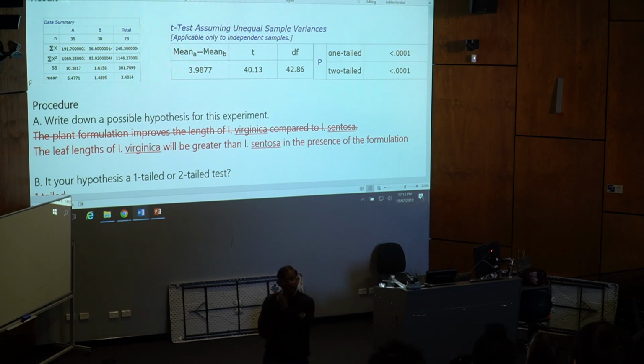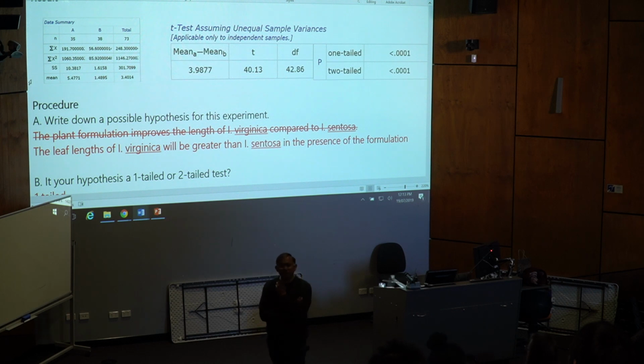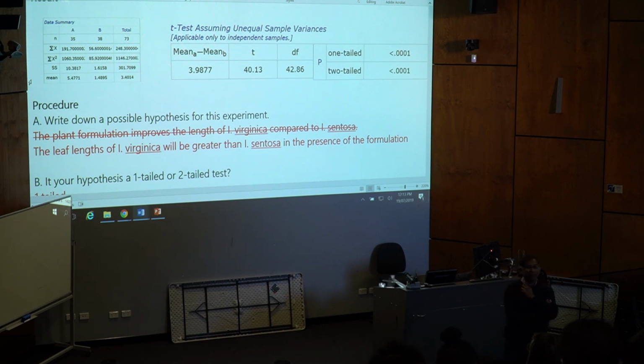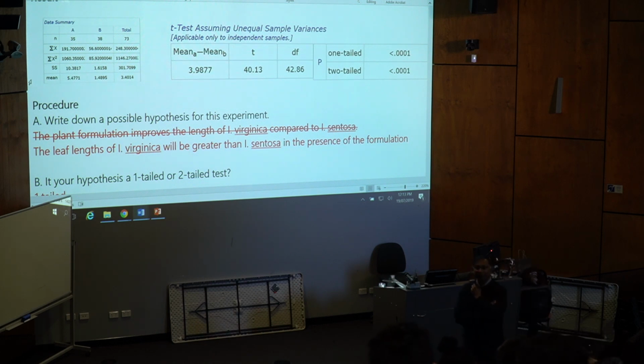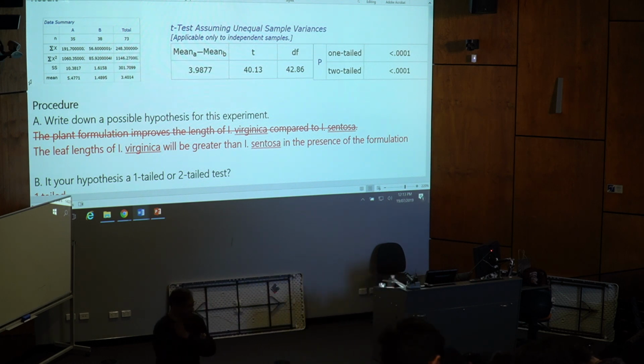Okay? The results indicate that the average or mean length of Iris virginica leaves is greater than the length of the Sentosa leaves.